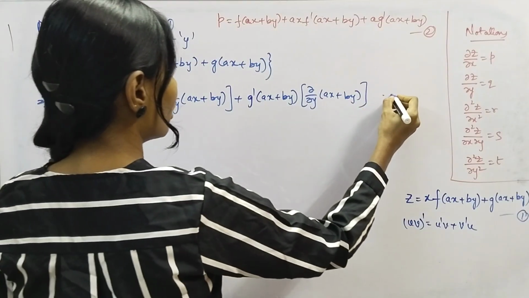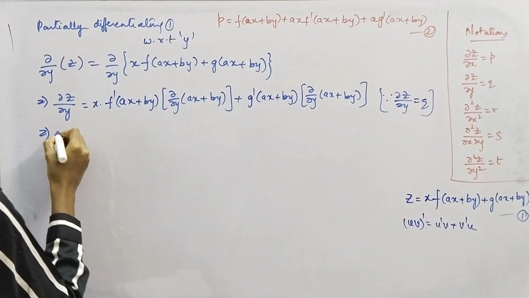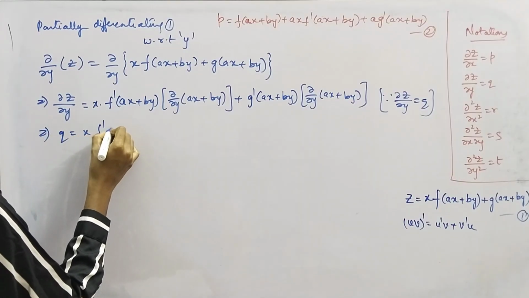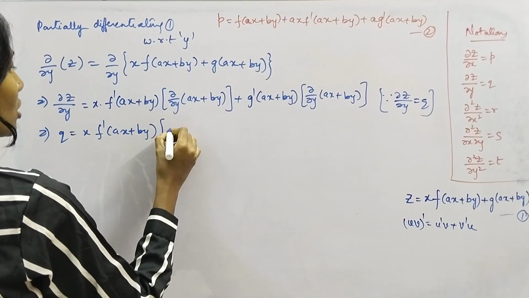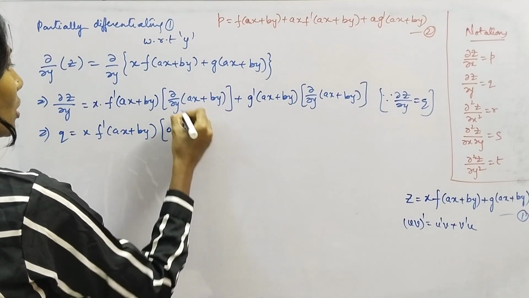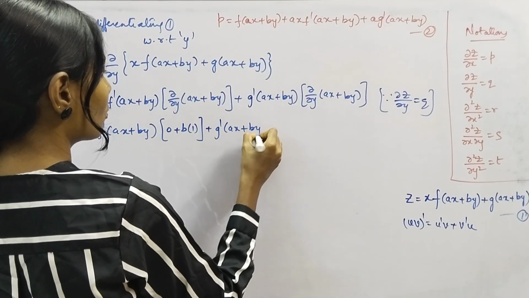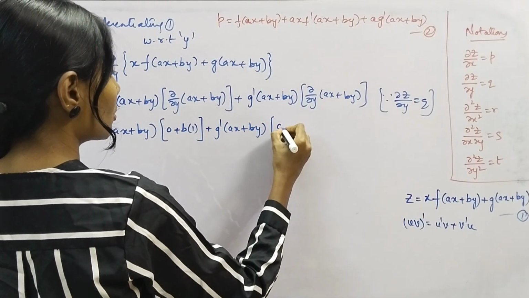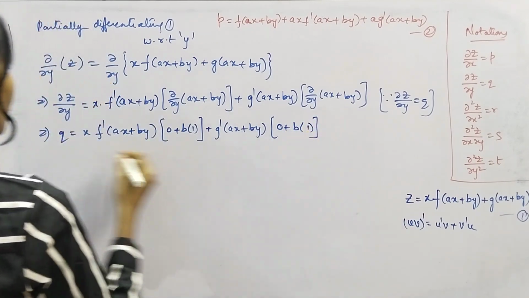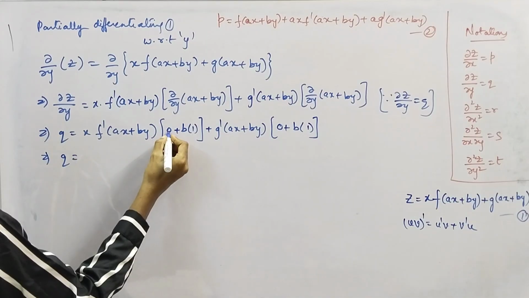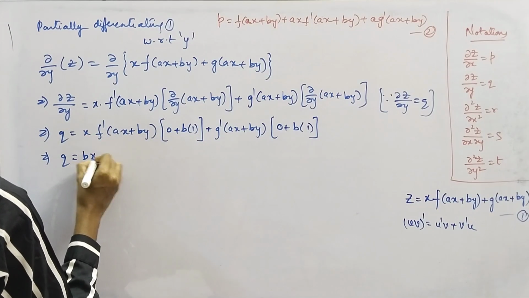Since we know that dou z by dou y equal to q, just replace dou z by dou y by the notation q. You'll get q equal to x times f dash of ax plus by into partial derivative of ax with respect to y is 0 plus b into partial derivative of y with respect to y is 1, plus g dash of ax plus by into partial derivative of ax with respect to y is 0 plus b into partial derivative of y with respect to y is 1. This gives us q equal to 0 plus b is b, b into 1 is b, b into x is bx, x into f dash.